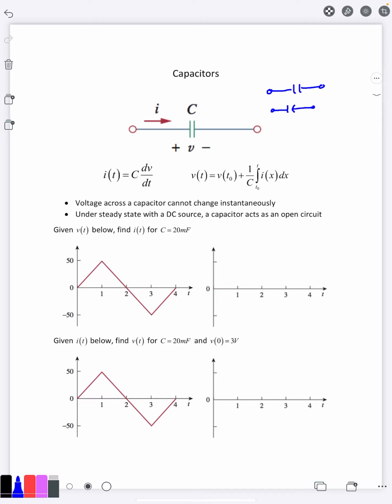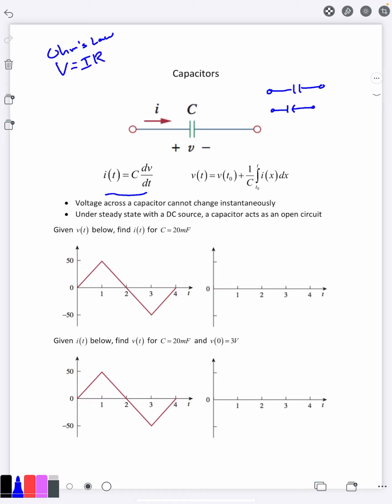And the thing is, a capacitor is different than a resistor. For a resistor, you have a simple formula, V equals IR, Ohm's law. But that rule no longer works for a capacitor. In fact, you need calculus in order to relate the voltage and the current. There are two ways you can write that. You can write that the current is equal to the capacitance times the derivative of the voltage. That's kind of similar to V equals IR.